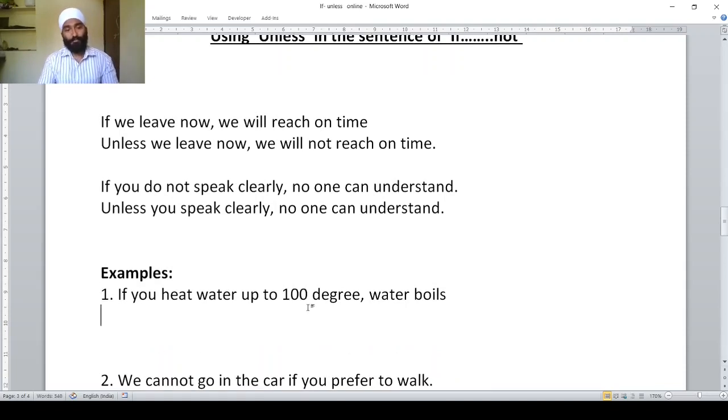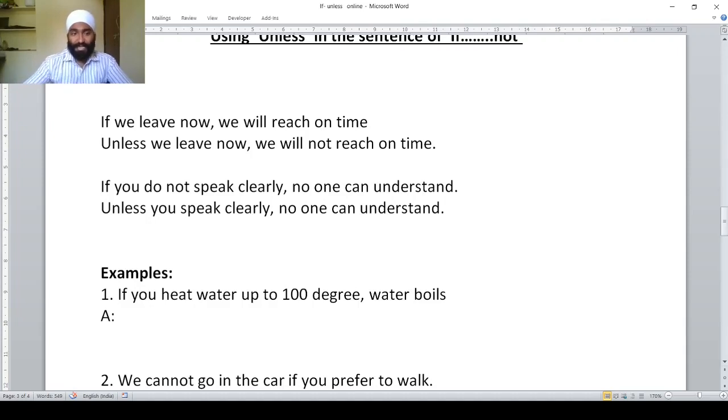If you heat water up to 100 degree, water boils. Now we have seen so far that frequently two tenses come in conditionals. First tense is mostly simple present tense and the second tense is simple future tense. Now some different examples we shall see.